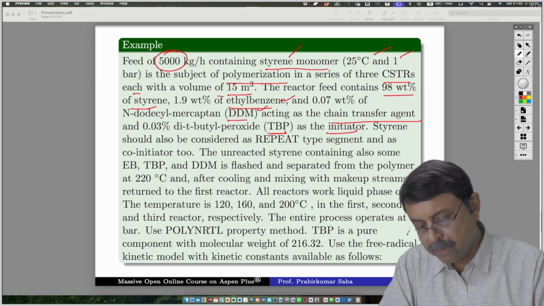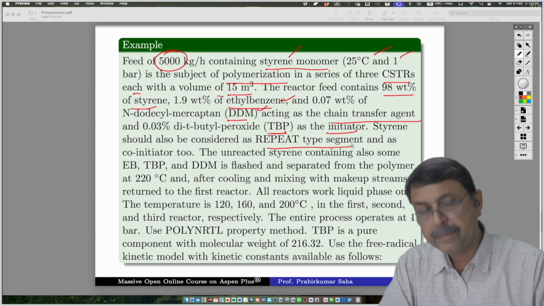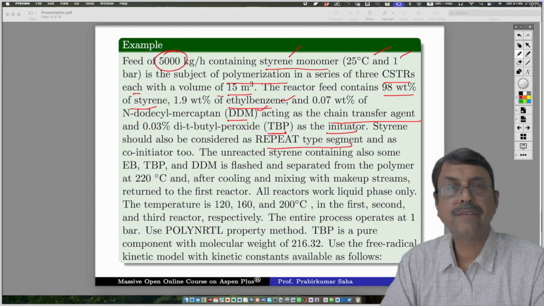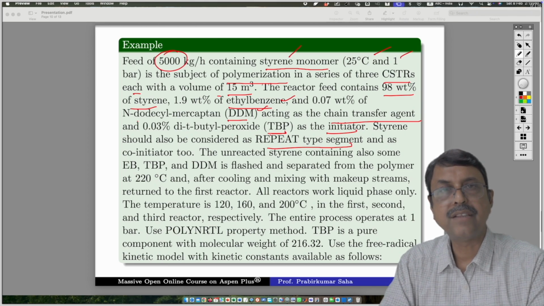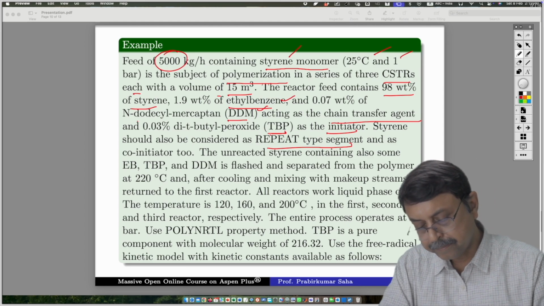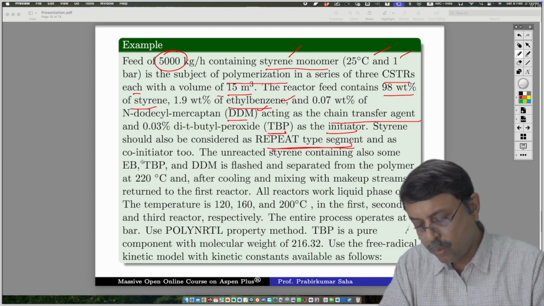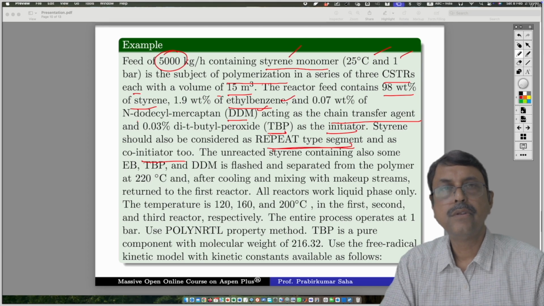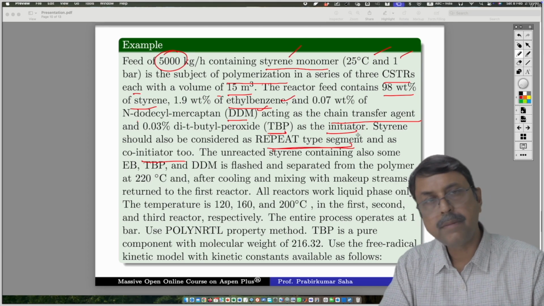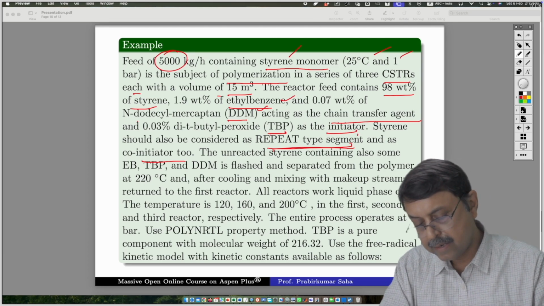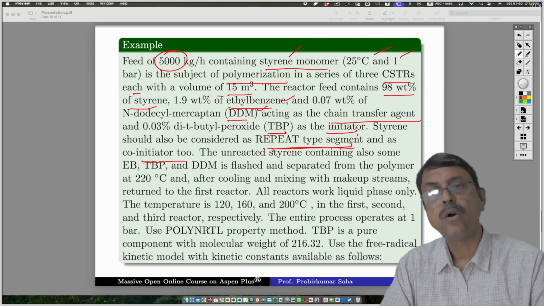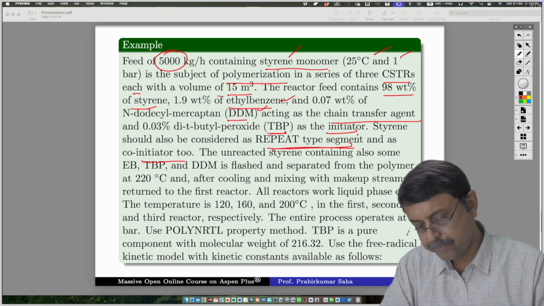Styrene should also be considered as a repeat type segment. Just now we have discussed segments. It can be repeat, end, branch 3, branch 4, as we saw in the previous slide. So styrene should also be considered as a repeat type agent and as a co-initiator too. So not only TBP is an initiator, styrene also is a co-initiator.